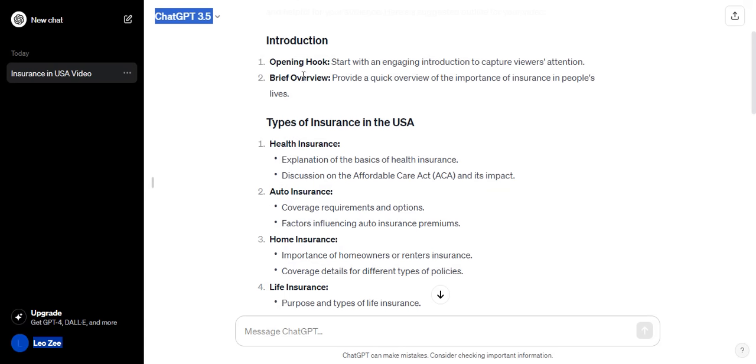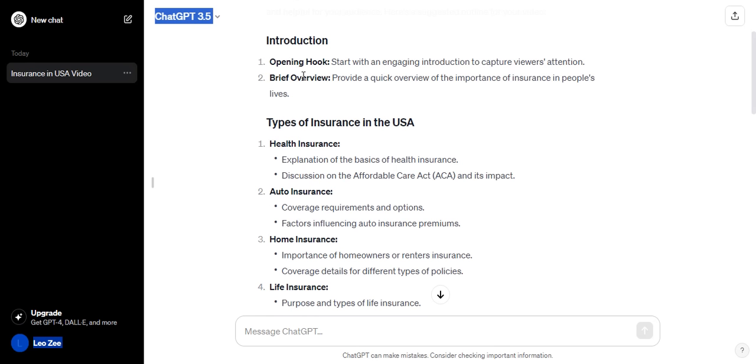Introduction. Opening hooks start with an engaging introduction to capture viewers' attention. Brief overview. Provide a quick overview of the importance of insurance in people's lives.